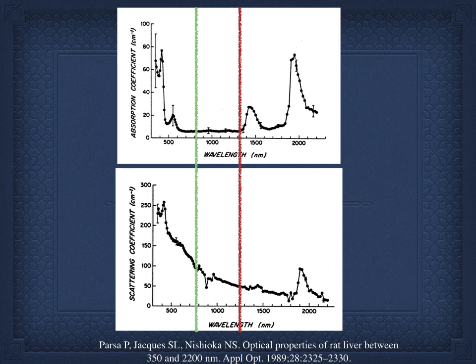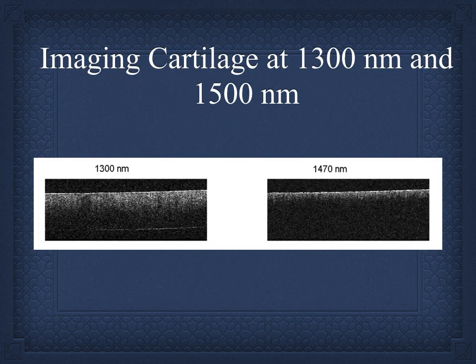There's also a technical reason. We're imaging over 3 millimeters, and a little bit of absorption actually reduces the amount of multiple scattering. So a small amount of absorption may actually be beneficial. But anyway, let me just demonstrate the point that absorption affects imaging. Here's imaging of cartilage at 1300 nanometers and at 1470, the peak. You could see the penetration is less. So how do we know this isn't from differences in scattering? I'm going to show you that on the next paper.